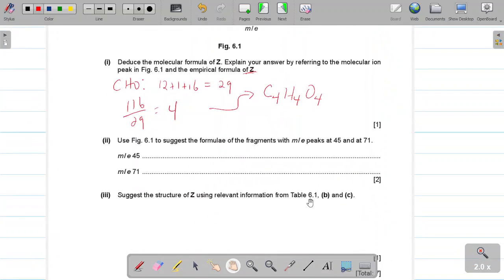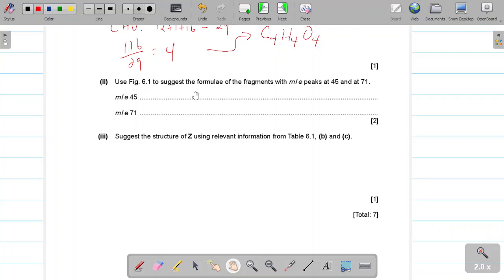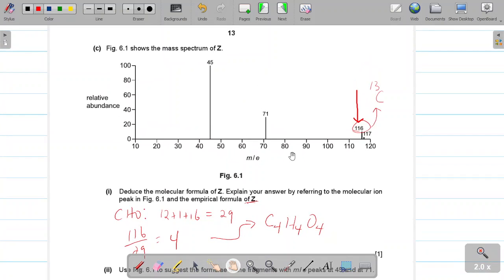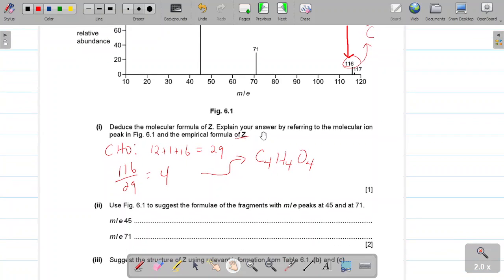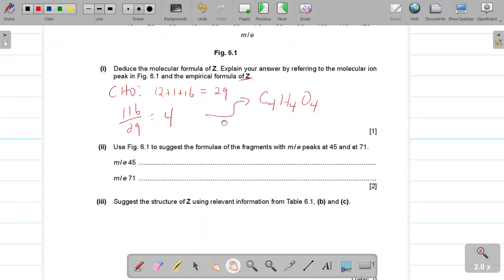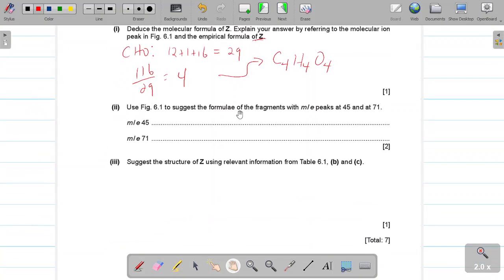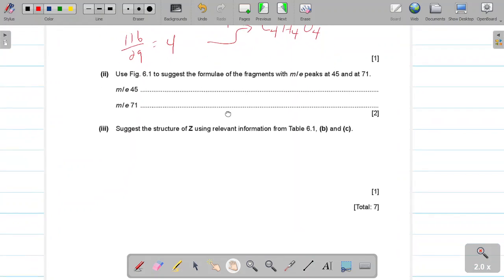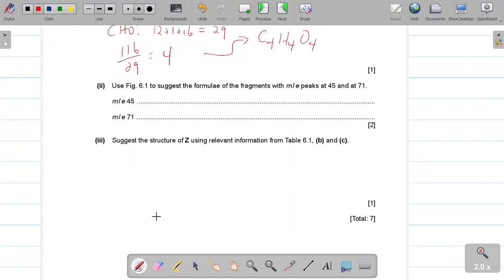Good. And then the question tells us, use figure 6.1 to suggest the formulae of the fragments with m/z peaks at 45 and at 71, and then suggest the structure of Z using relevant information from tables 6.1, B, and C. So what could these possible fragments be? Now we need to go back to what the question had told us. The question told us we have only an alkene and a carboxylic acid group. So it perhaps might be simpler if we suggest the structure of Z first and then work backwards to see if our suggestion is correct.